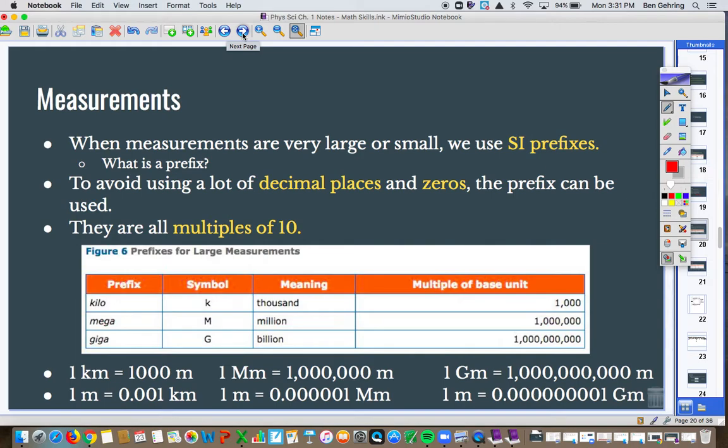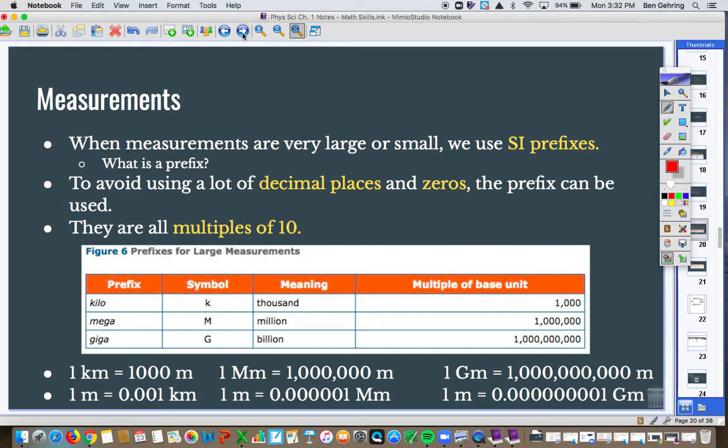One of the benefits and advantages of the metric, or the SI, system is that we have prefixes that denote large and small numbers. So instead of using a whole bunch of zeros and having a very long and drawn out number, we can put a prefix there instead. For example, the prefix kilo. A lot of us have heard of kilograms or kilometers. Kilo means 1,000. So a kilometer is the same as saying 1,000 meters.